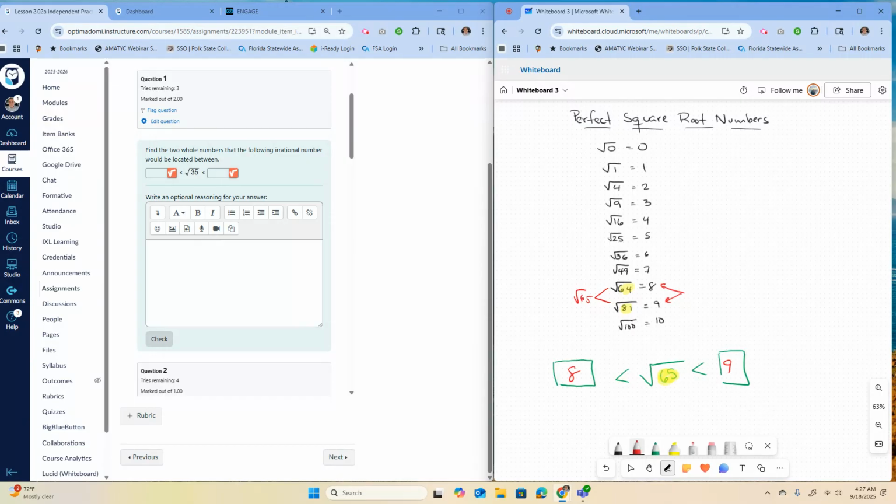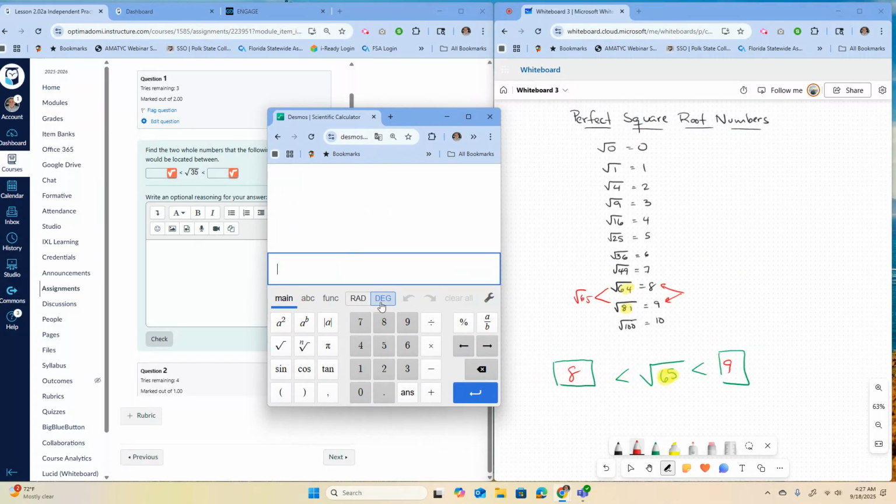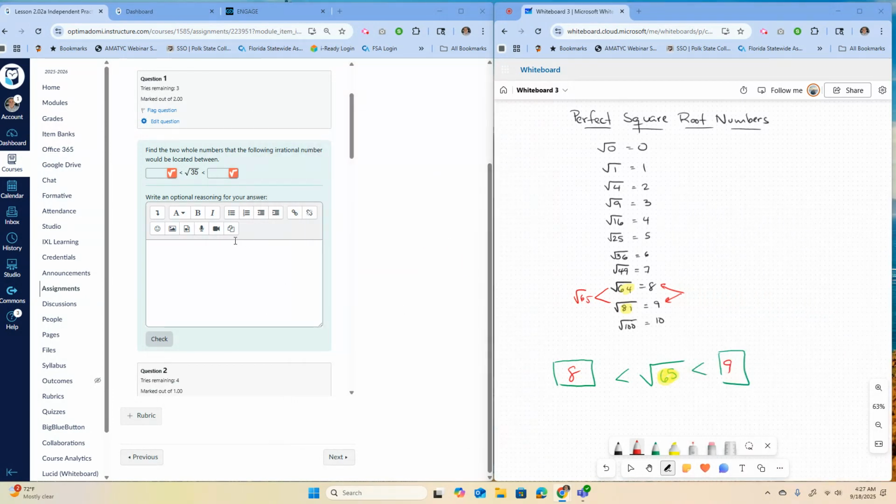To help you understand even better, if you take the calculator and do the square root of 65, here's the square root symbol, you're going to see that your answer is 8.0 something. And this number is between 8 and 9. And that's how you figure out problem number one.